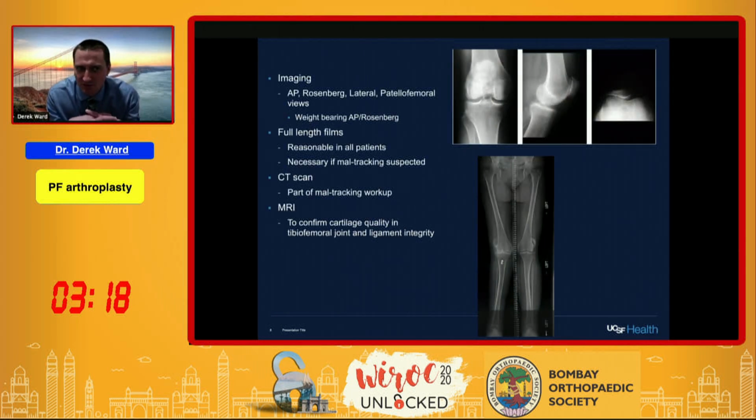Standard imaging includes AP, lateral, Rosenberg, and patellofemoral views. I think if your clinic is able to support it, doing a full-length film is very reasonable in all patients, but I think it's necessary if you suspect any maltracking. A CT scan is also part of a maltracking workup. MRI is rarely necessary. However, you can confirm cartilage quality and ligament integrity in patients who you're hesitant about performing this on or who don't want to accept a total knee replacement.